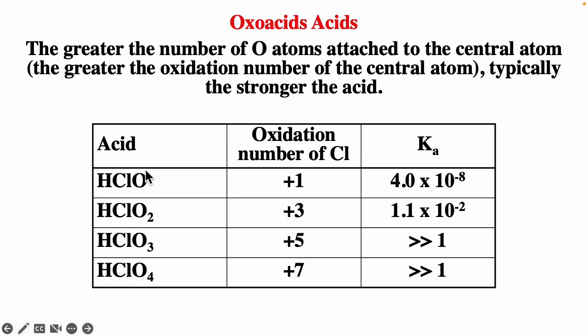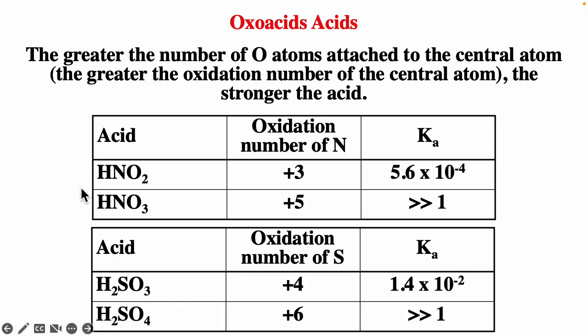Now here we have one oxygen, and so the oxidation state for the chlorine is +1. The OH bond is actually going to be a little bit stronger. Again, if you have the same center atom, the more oxygens, the stronger the acid. With nitrogen, same center atom, more oxygens, stronger acid. So nitric acid is a strong acid. Nitrous acid is a weak acid. Sulfuric acid is a strong acid. Sulfurous acid is a weak acid.